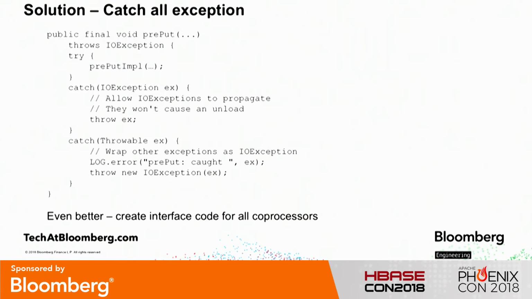So the solution that we came up with is pretty obvious. You've got to catch all your exceptions. In fact, what we ended up doing is writing an interface that will always catch and log everything, no matter what happens. And the only coprocessors we're allowed to roll out are things that inherit from this interface, to make sure that we don't get into the scenario where we're bringing down region servers or silently failing without telling anybody about it.